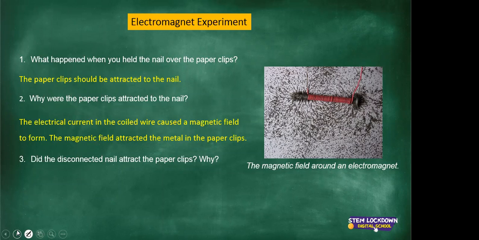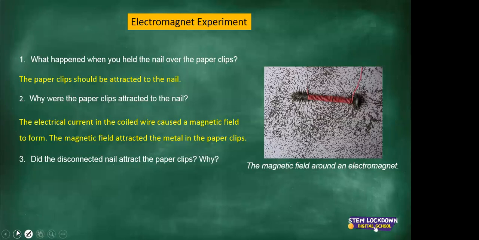Yes, Levi? May I please also answer number 3? The disconnected nail didn't attract the paper clips because there wasn't electrical current in the coiled wire. May I please say it in a proper way? You did say it properly, but you can say it in a different way if you want to. Okay, the disconnected nail didn't attract the paper clips because there was no electrical current, which means the magnetic field didn't form.